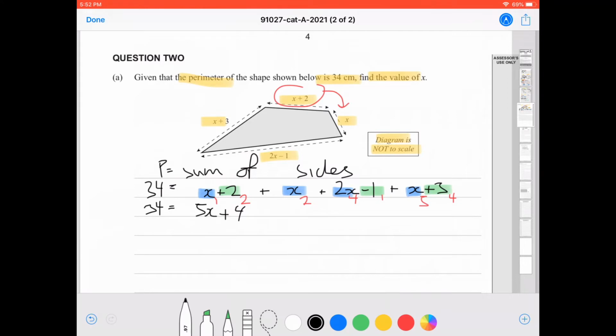We can take 4 to the left-hand side. It becomes -4, so it's just 30 equals 5x. And we know we can solve for x here. X equals, dividing by 5 on both sides, 30 over 5, or x equals 6. Okay, and this forming and solving the linear equation, x equals 6, gets you the achieved grade here.